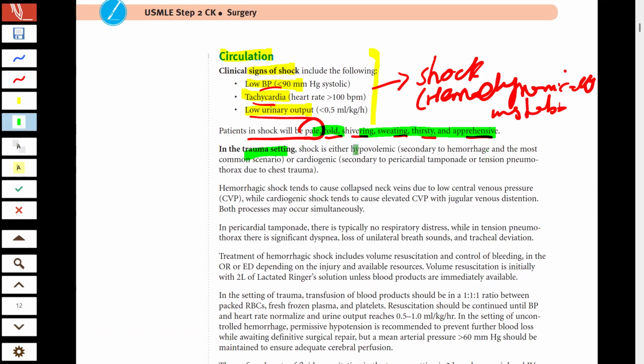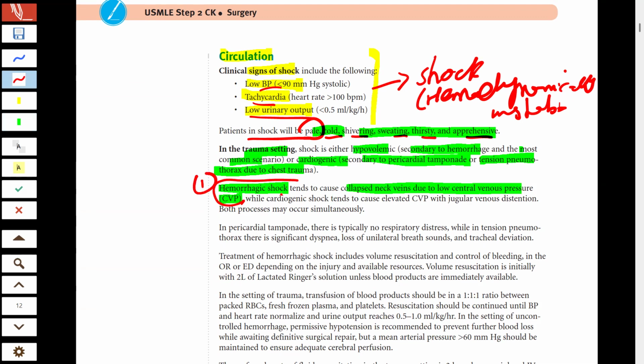In the trauma setting, hypovolemic shock secondary to hemorrhage is the most common scenario, or cardiogenic shock secondary to pericardial tamponade or tension pneumothorax. So what about hemorrhagic shock? Hemorrhagic shock causes collapsed neck veins due to low central venous pressure. Important point.